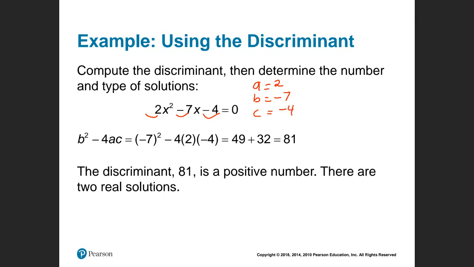We just plug in b squared. So it means negative 7 squared minus 4, change a with 2, c with negative 4. So negative 7 times negative 7 is 49. Negative times negative becomes positive. 4 times 2 is 8. 8 times 4 is 32. So 49 plus 32 is 81. So the discriminant equals 81, which is a positive number. So there are two real solutions.